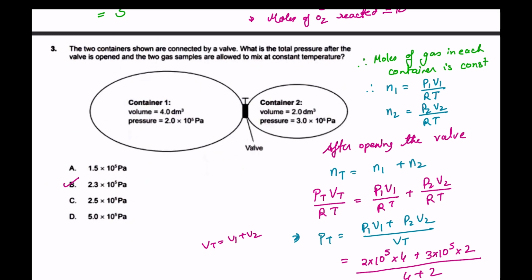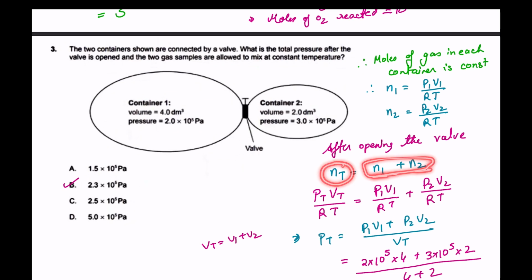In the next question, we have 2 containers connected by a valve. What is the total pressure after the valve is opened and the 2 gas samples are allowed to mix at constant temperature? The number of moles of the gas will remain constant throughout. Even if the temperature was changing, the number of moles of gas would be constant. So let's find out how many moles were initially present in containers 1 and 2, and after opening, we can equate the sum of n1 plus n2 with the total moles, because after opening, the gas molecules will add up together.